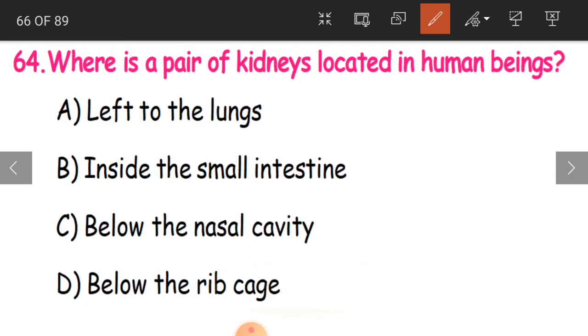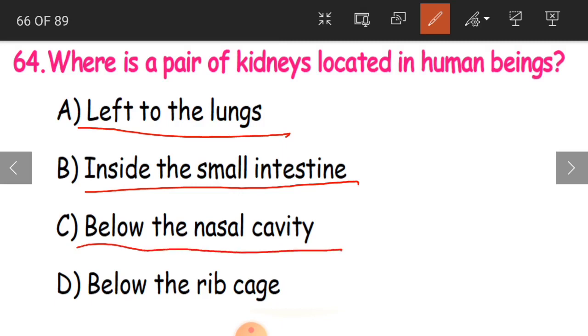Now, 64th question. Where is a pair of kidneys located in human beings? So we all know that we have kidneys in our body. They are internal organs which we cannot see outside. So where are these kidneys located? The place. Are they left to the lungs? Are they inside the small intestine? Are they below the nasal cavity or below the rib cage?